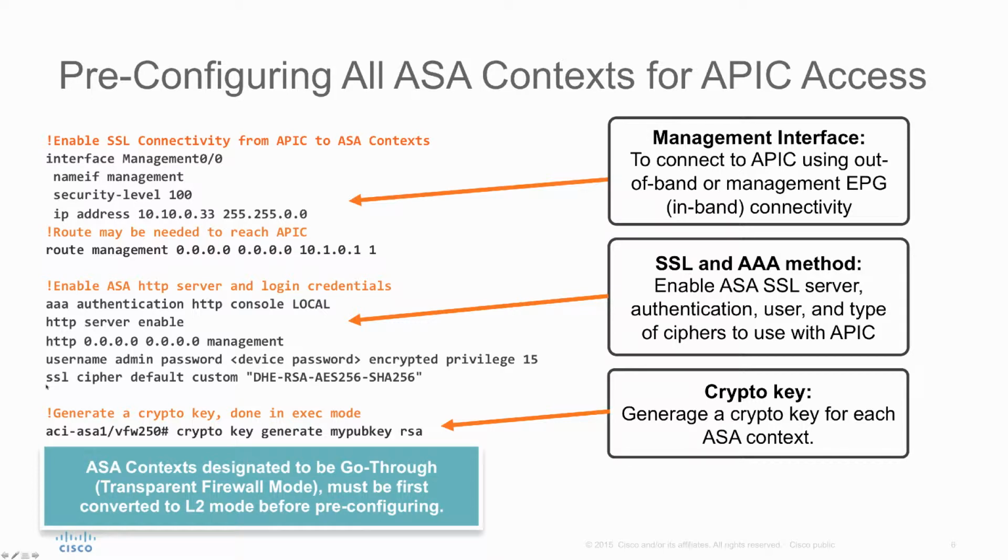We can define the ciphers that SSL can use to communicate to APIC, and finally we must create a crypto key on each of the contexts to allow that communication to happen. If any of these contexts is designated transparent firewall, you have to convert into that firewall mode first before applying this config you see here.